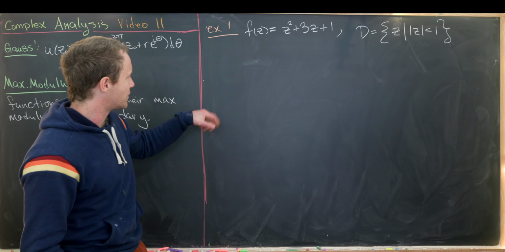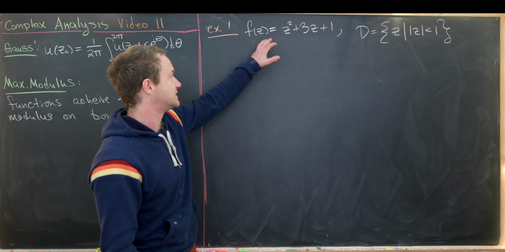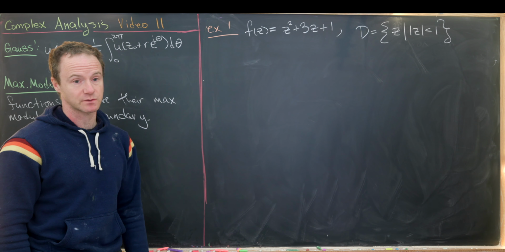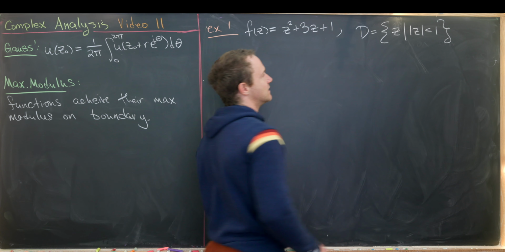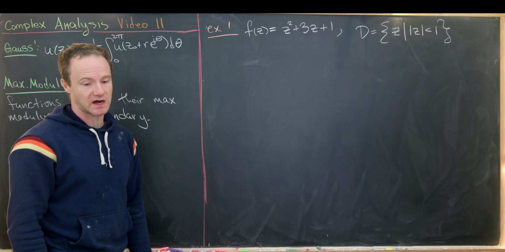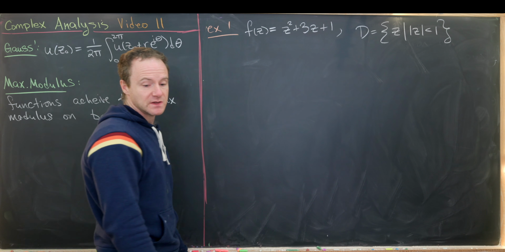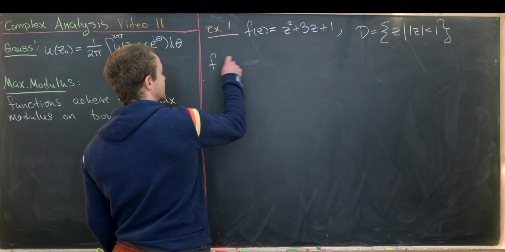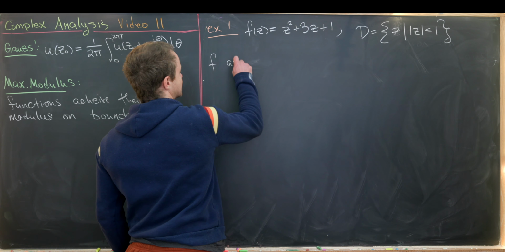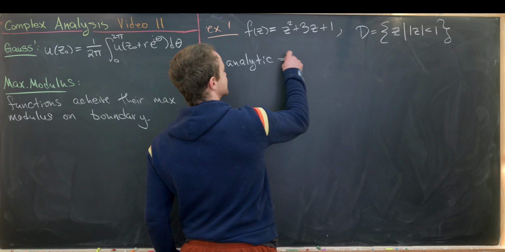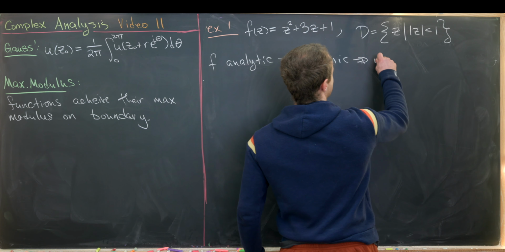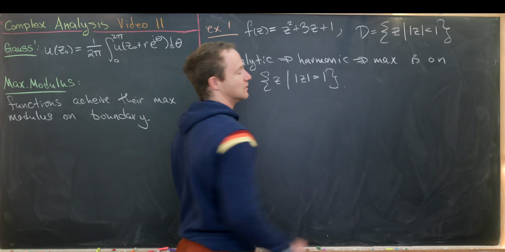Okay, so let's look at a couple of examples. Our first example will be f of z equals z squared plus 3z plus 1, and our D will be the unit circle. So that's going to be all z whose modulus is 1. Let's notice that f is analytic, so that's pretty clear. We actually proved that all polynomials are analytic in a previous video, which means that it's harmonic, which means that the max is on the boundary of D, but that's going to be the unit circle. So that's going to be all z such that the modulus of z is equal to 1.